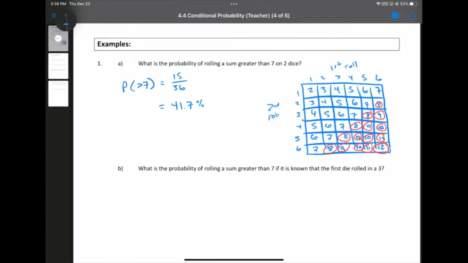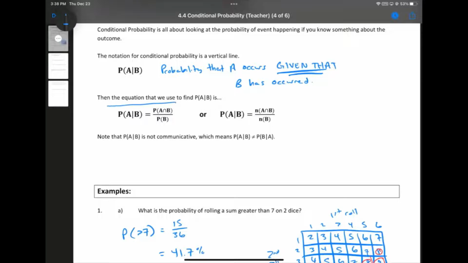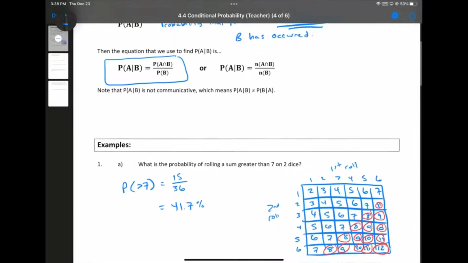Part B, what's the probability of rolling a sum greater than 7 if it's known that the first die rolled is a 3? Okay, let's see if we can do this using the equation up here, this one. And I'll tell you right now that most of these are actually going to be easier to do brute force. Let's try one using the proper equation and try it doing brute force and see what we get.